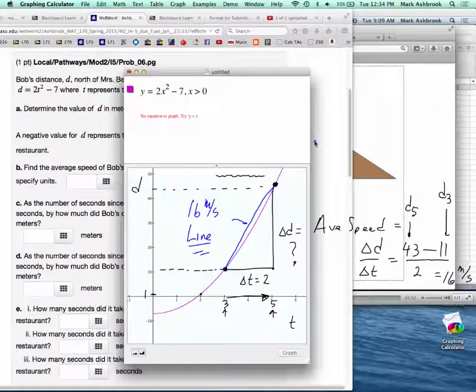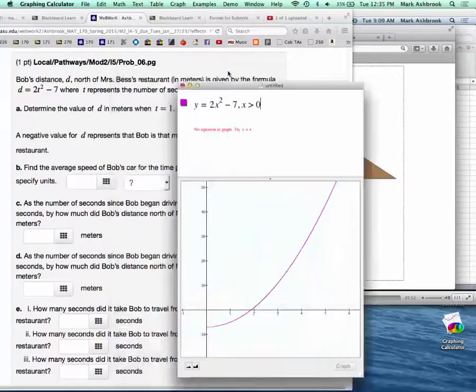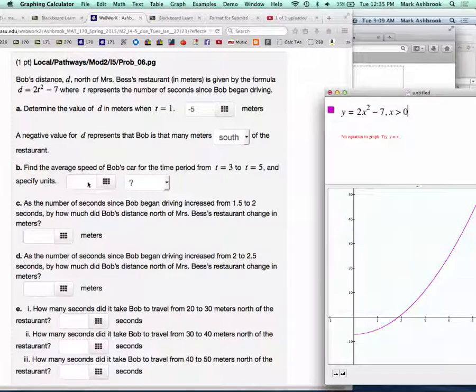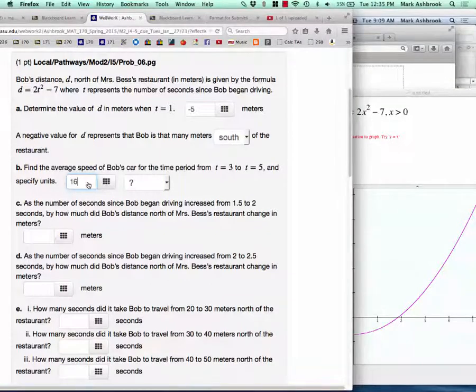Okay, questions on that? So this is really important stuff. Representing changes on a graph, understanding how to find the change in, say, the y coordinate, the y value quantity, by getting the final value minus the initial. Okay, and then average speed is going to be delta d over delta t, or the constant speed needed to go the same distance in the same amount of time. So we got 16 for that. Let's put that in here. And we said that was meters per second.